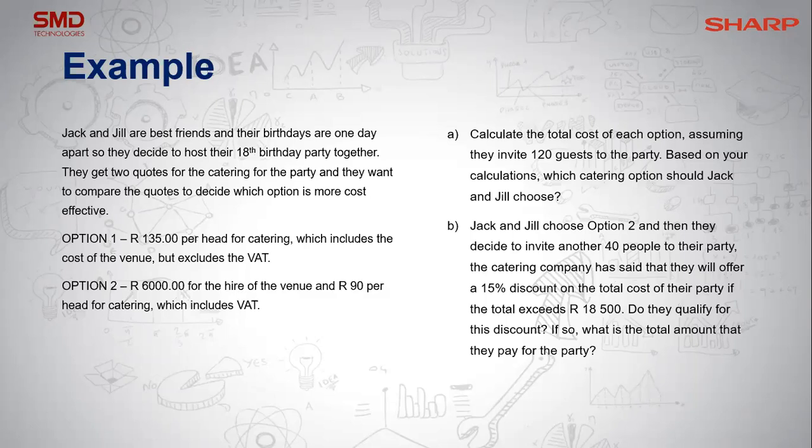So this one is 135 Rand per head for catering, which includes the cost of the venue, but excludes VAT. Then the second option is 6,000 Rand for the venue hire and 90 Rand per head, but it includes VAT. Those 2 are very important. And as we discussed VAT before, we should be able to do this calculation. So the first question is, calculate the total cost of each option, assuming they invite 120 guests to the party. And then based on the calculations, which catering option should Jack and Jill choose?